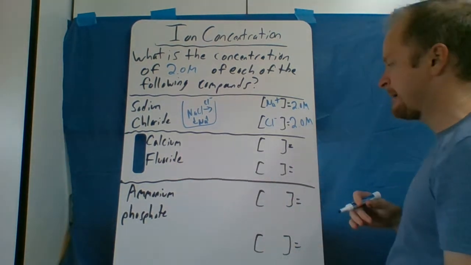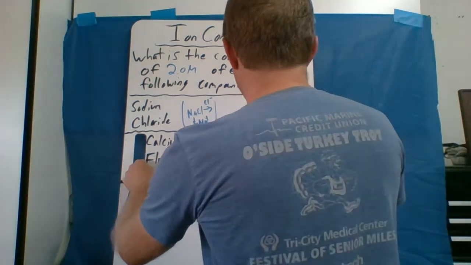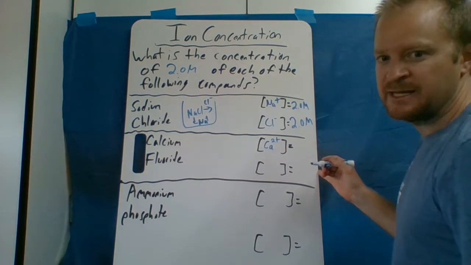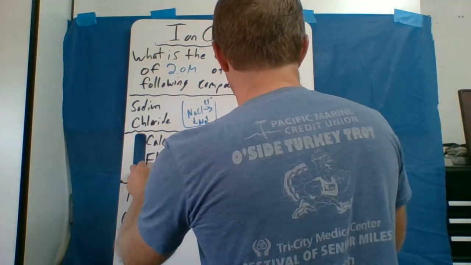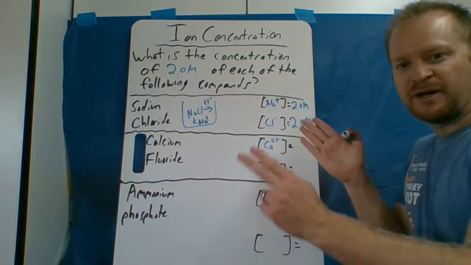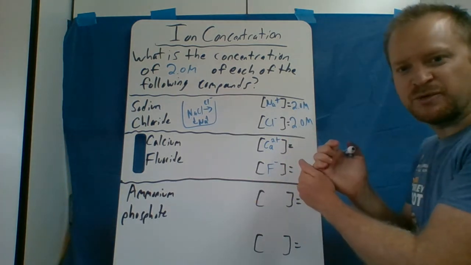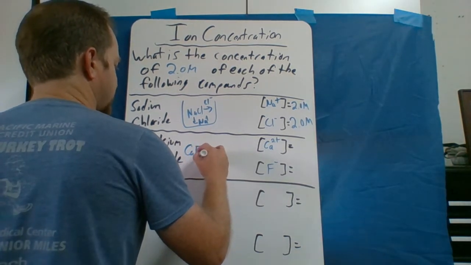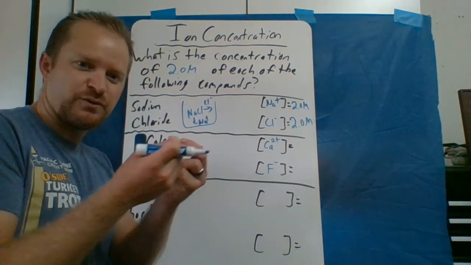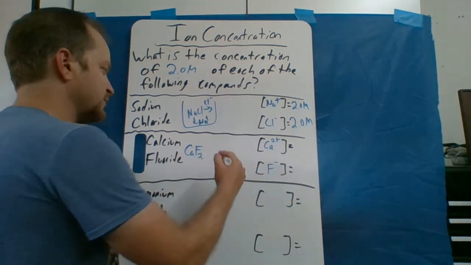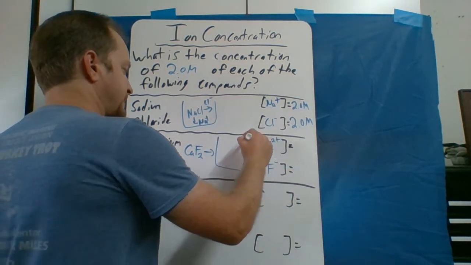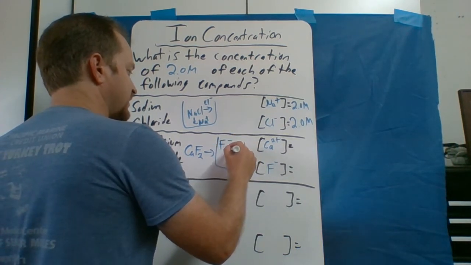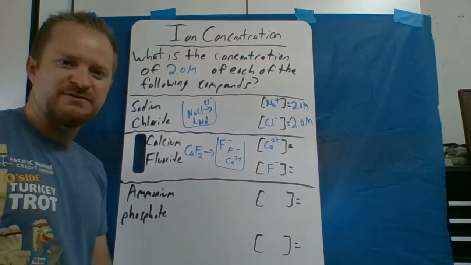Okay, let's look at these next ones here. Calcium fluoride. Okay, calcium is Ca2+, and fluoride is F-. Okay, now when I form this compound, when I do the switcheroo and put them together, you have CaF2. So if this were going to dissolve in solution, you'd have Ca2+, and you'd have 2 F- floating around.